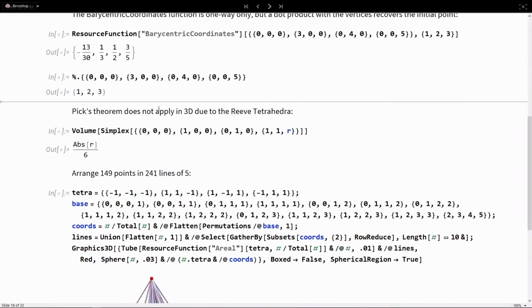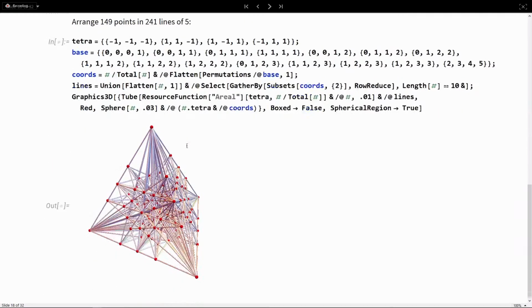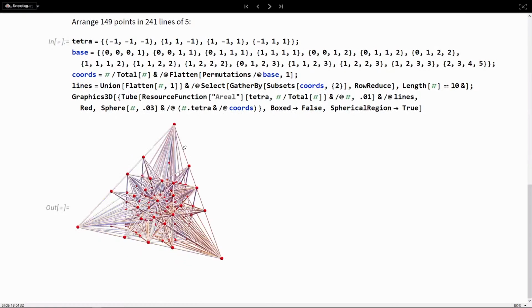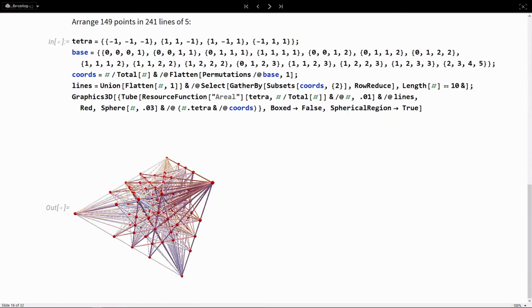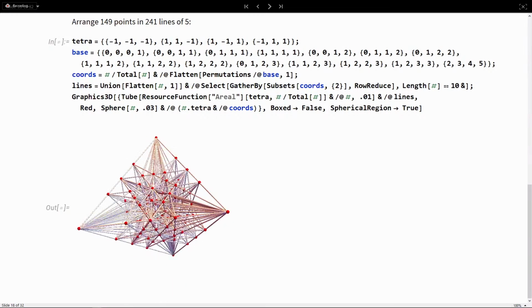Pick's theorem does not apply in 3D. There's something called the Reeve tetrahedron, or it's actually a whole infinite family of tetrahedra. You've got these 3 points and this one, which is variable with an R. There's always a fixed number of points on the inside and edges, but you can get an arbitrarily high volume, which is basically R/6. And due to that, there's no equivalent of Pick's theorem in 3D. And we can do the same trick of using barycentric coordinates to make a whole bunch of lines of 5.